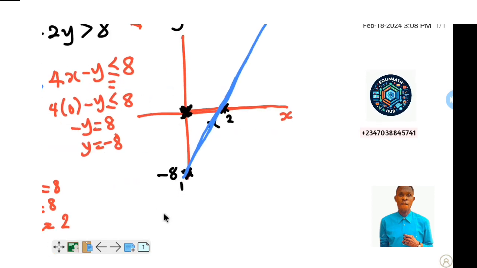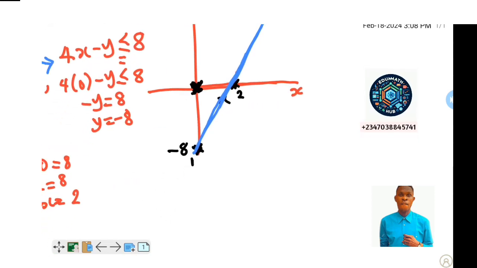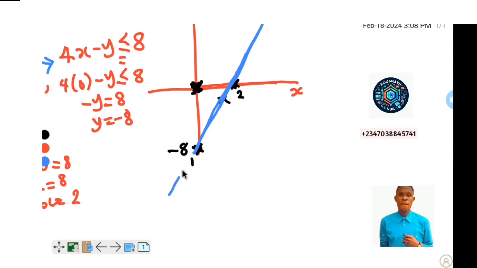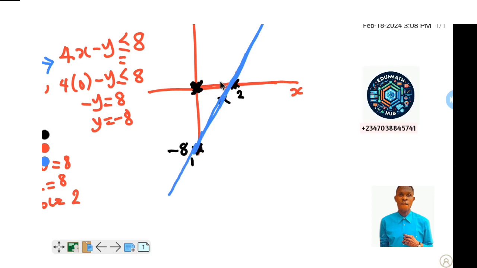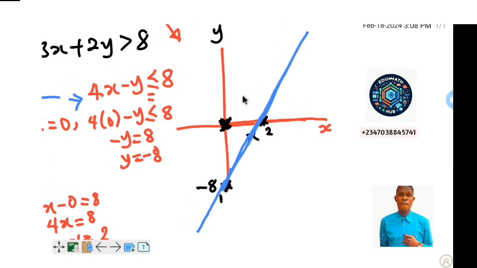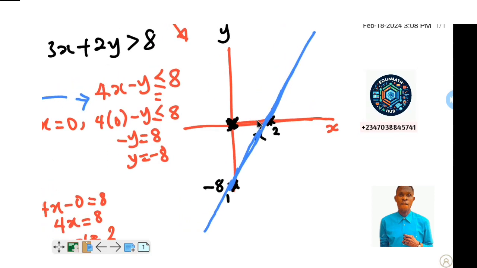But we're not done yet. So after getting this graph, you have to show the region satisfied by the values of x. So after getting the graph, the next thing to do is to test for the point. You need to know which side of the graph will you shade. Are you going to shade this direction? Or are you going to shade this direction? So you need to know.